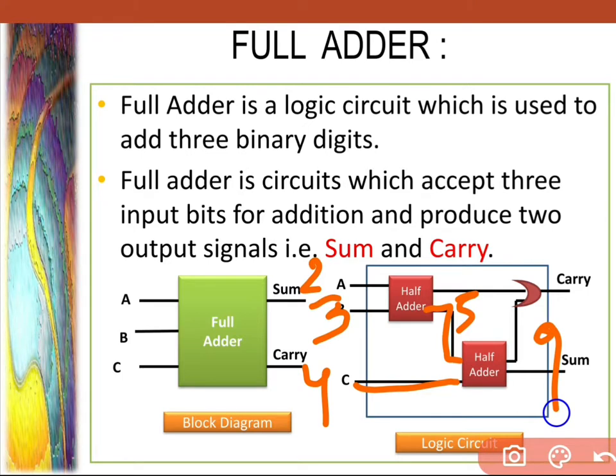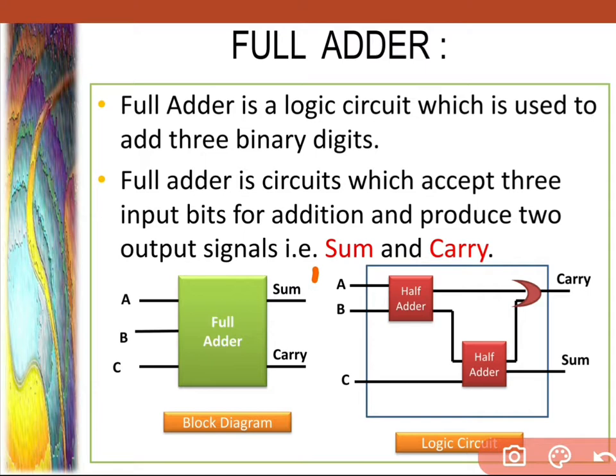That funda we are using here for adding the binary digits. 0 plus 1, the sum is 1. Then 1 plus 1, the sum is 0 and the carry is 1.